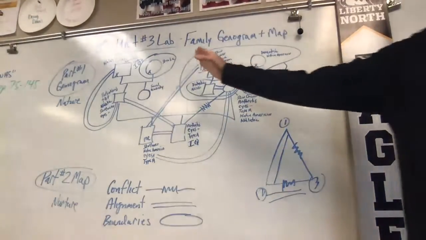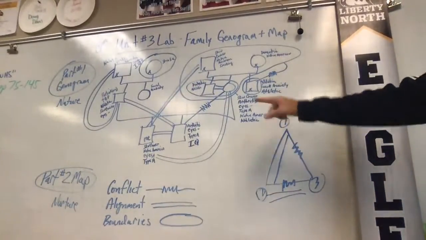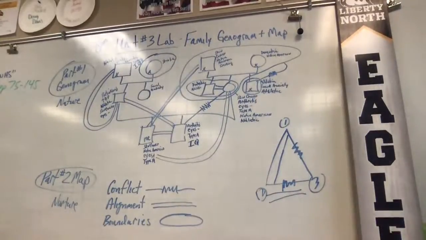And you can also probably see that within your family as well, especially if you have a bunch of siblings or whatever, you can find the individual that's in every triangle. Okay. So that's part 2.